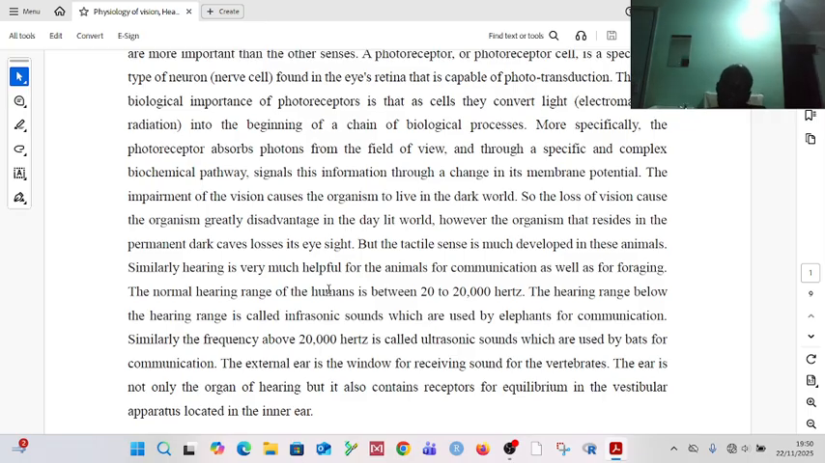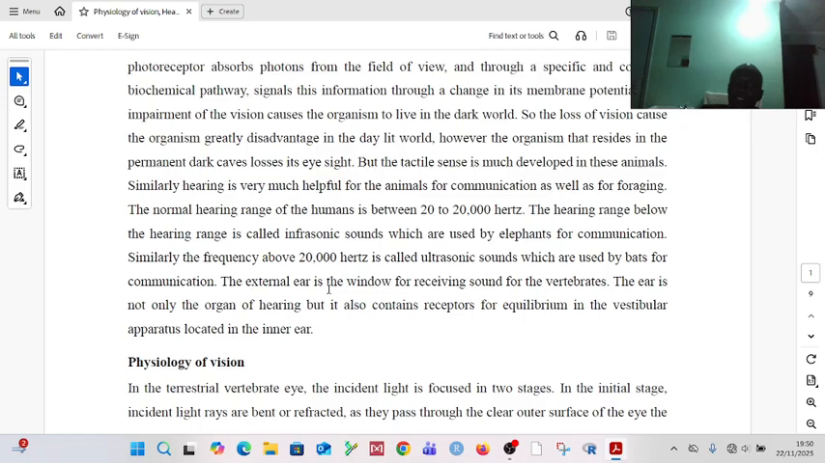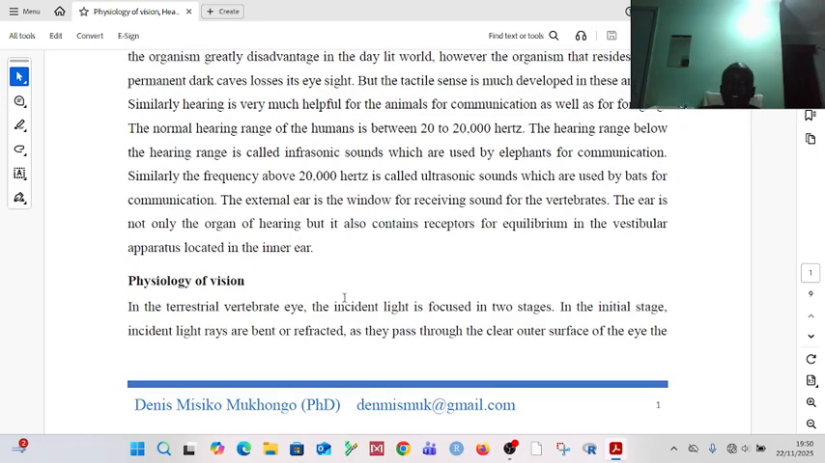So the ear, and in this case is the animal ear, is not only responsible for receiving sound, but it is also responsible for balance. Okay? It's also responsible for equilibrium, for balance. And we will see the various parts in the ear and what they do. So let's begin with the physiology of vision. So we begin by looking at the eye.